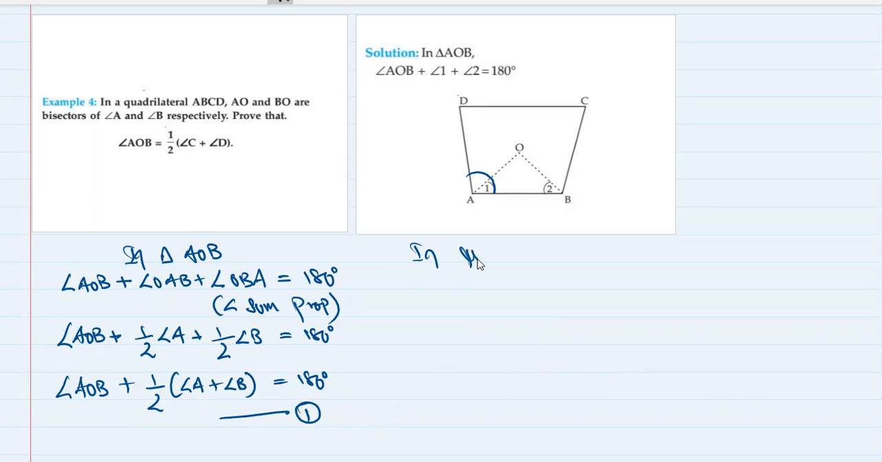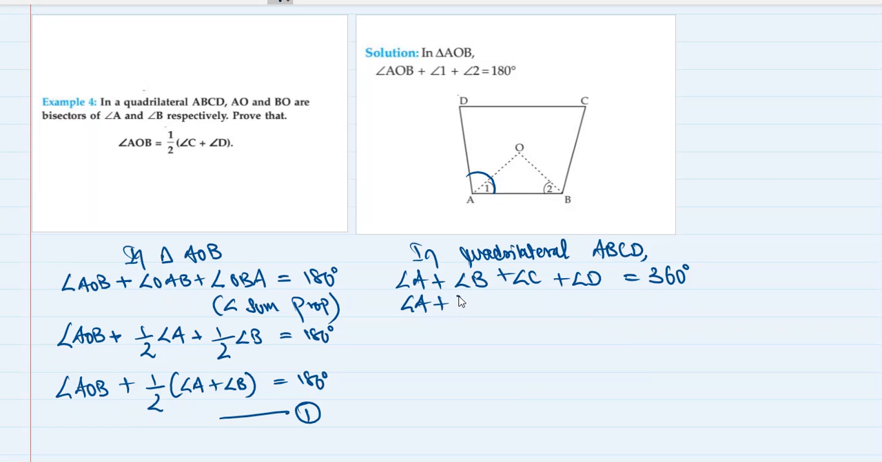Now in quadrilateral ABCD, angle A plus angle B plus angle C plus angle D is equal to 360 degree, right? So we can say that angle A plus angle B is equal to 360 minus bracket angle C plus angle D. We shifted angle C plus angle D there, so we put it in a bracket with a minus sign in front.